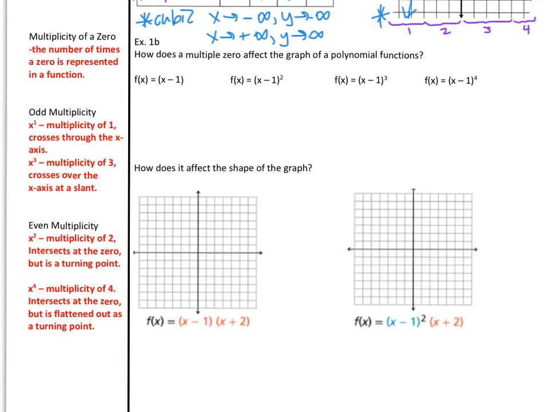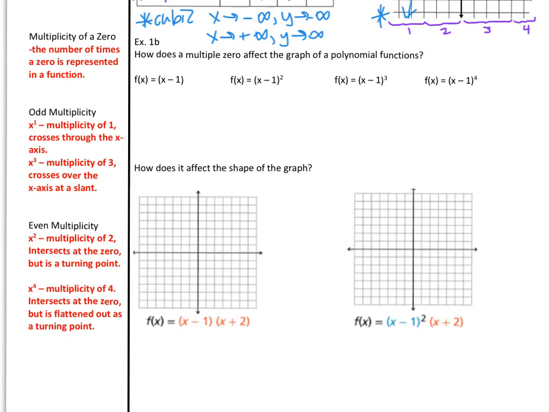And x to the fourth, since that's an even number, that's an even multiplicity, it would have a multiplicity of 4. It will intersect at that 0, and it'll be a turning point, but it doesn't go quite as sharp as a turning point as an x squared does. It kind of flattens out and gets to that turning point and then goes back in the opposite direction.